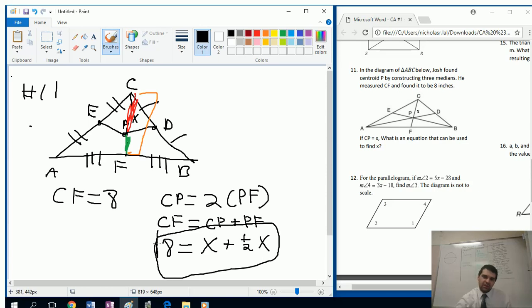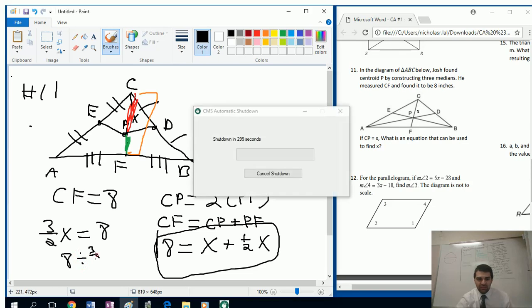If you want to solve it, 3/2 x is equal to 8. Divide 8 by 3/2. So that's going to be 8 times 2/3. So if we really wanted to find our value, it would be 16/3. All right. So that's 11.